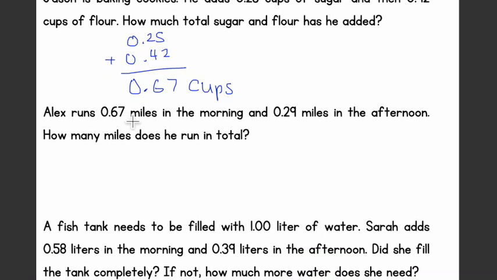Alex runs 0.67 miles in the morning and 0.29 miles in the afternoon. How many miles does he run in total? Again, we're just adding. So 0.67 plus 0.29. 7 plus 9 is 16. Carry the 1. 1 plus 6 is 7, and 7 plus 2 is 9. Put down the decimal point, and our answer is 0.96 miles.